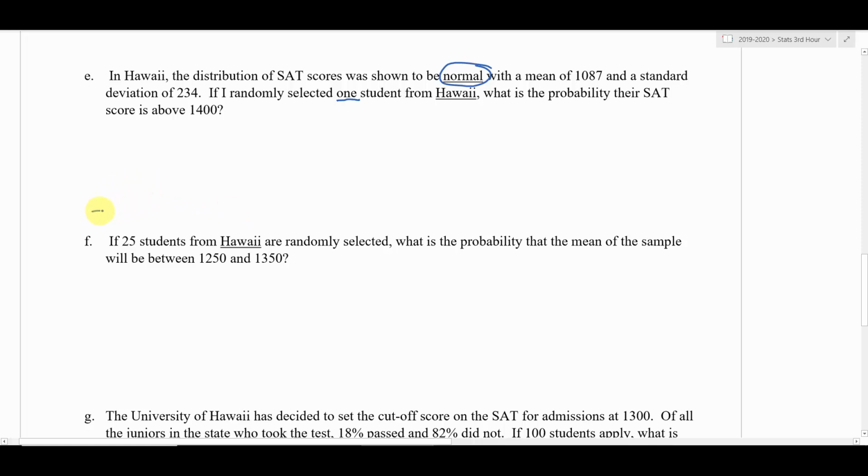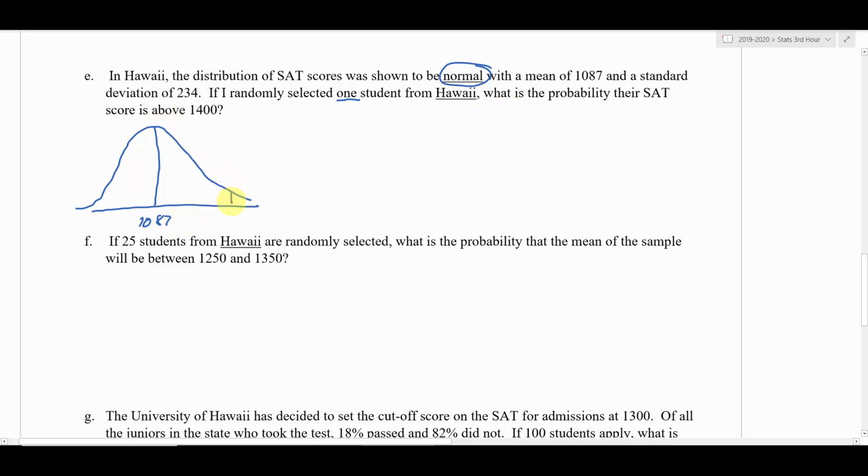This one is easy. We've done this type of problem before, right? The population itself is normal. So I'm going to draw that normal curve. I'm going to mark the mean, right? And we got 1,087 for the mean. They want the probability that their score is above 1400.